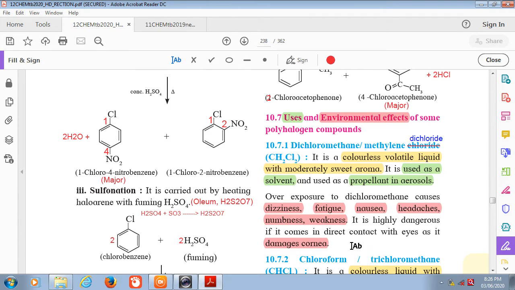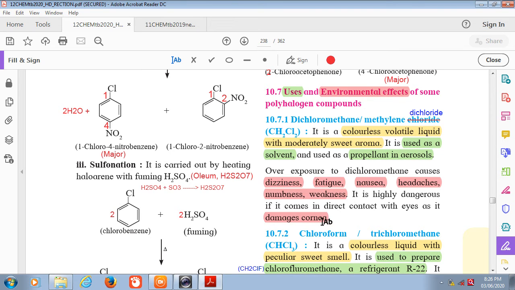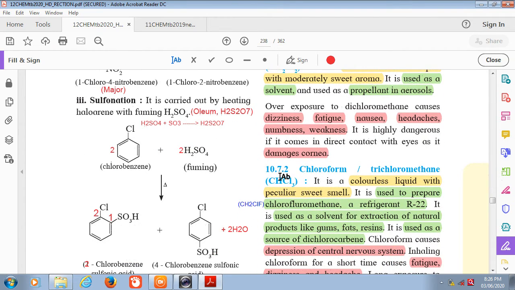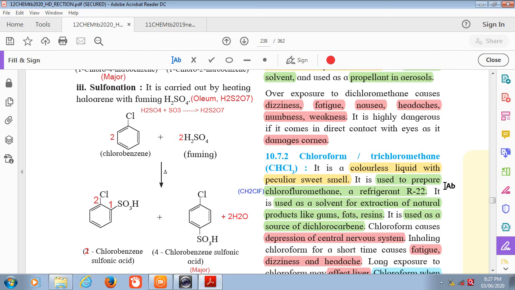So this is about the first compound. Then the second compound is chloroform, CHCl3, and its IUPAC name is trichloromethane. What are the properties? It is a colorless liquid with again a sweet smell. It is used to prepare chlorofluoromethane, CH2ClF, also known as refrigerant R20. What is the use? It is used as a solvent for extraction of natural products like gum, fats and resin. It is also used as a source of dichlorocarbene.